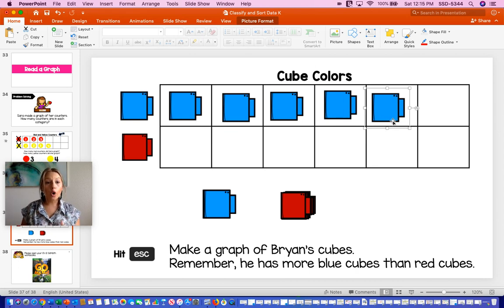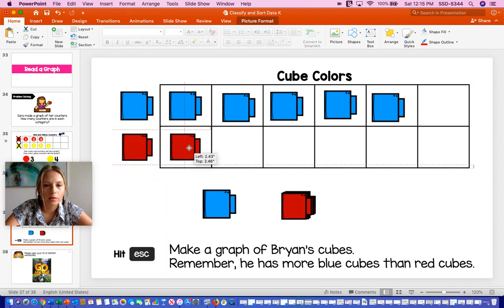Now, he has more blue cubes than red. So do I need to put more red cubes or less red cubes? Less. He has more blue, which means less red. So I need to put my red. Should I put it up here? No, it goes on the bottom.